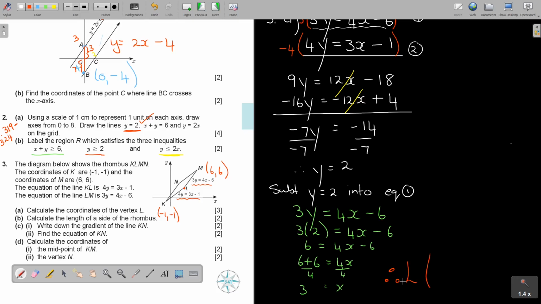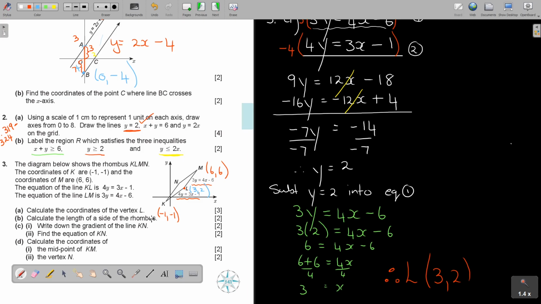Point L, what is the x value? It's 3. And what is the y value? It is 2. And I like to write it in. So let's make it just another color. There's too many red now. So make it 3 and make it 2. Okay, so there is my point L. And now I'm moving on.